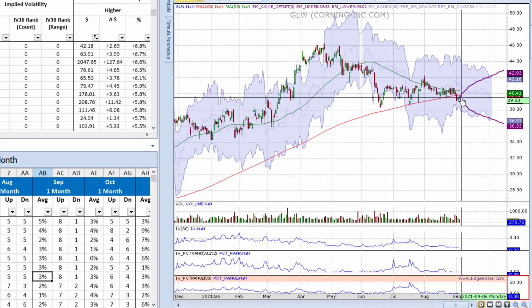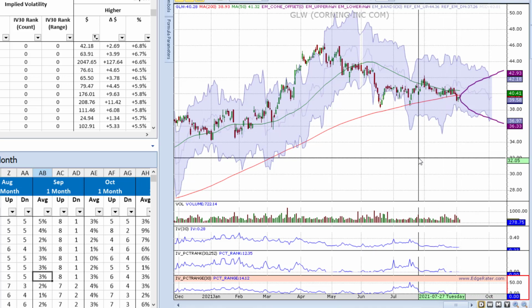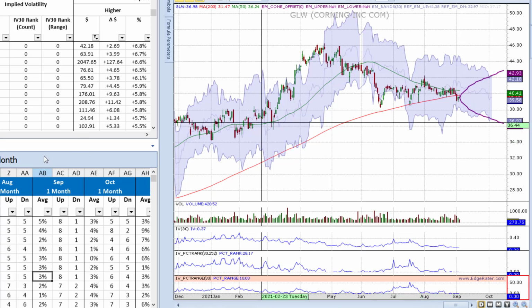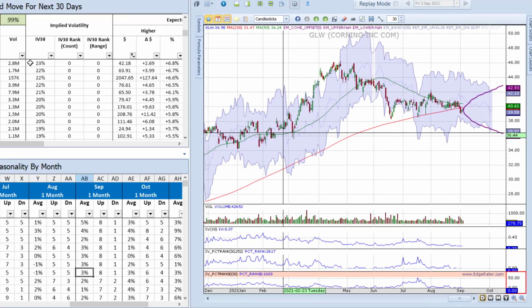So that was just a quick update for a scan that I like to do fairly regularly, which is looking at seasonality. Since we've just started a brand new month, I'm looking at seasonality by month, looking at September, and then I've also run the expected move for the next 30 days to see where the implied volatilities are, to see whether there's a good opportunity for buying calls or puts.